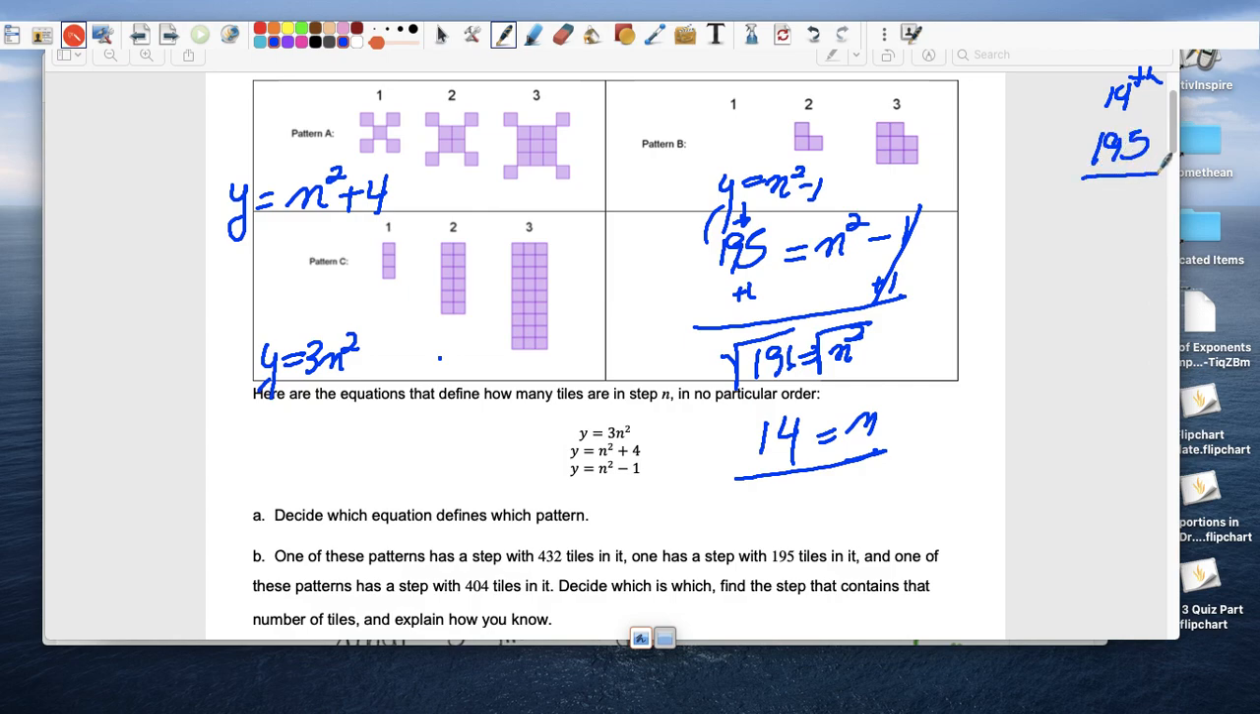195 tiles. Right, and that number works with this equation. Right, when n equals 14, the 14th term, we would have 195 tiles, and that works. So 195 belongs to pattern B.